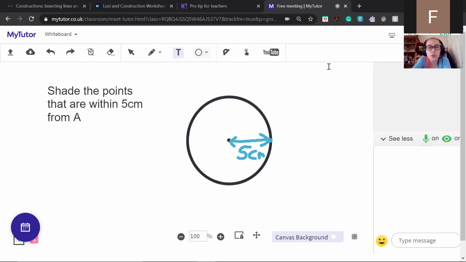If you want to have a go at drawing it, you would measure out your compass so that the pencil is exactly 5 centimeters from the pin. Put the pin on the point A and just swing it round. And that's how you do that one. This is quite an easy one to actually construct. Some of them get a little bit harder.